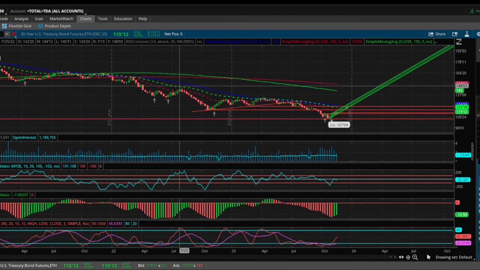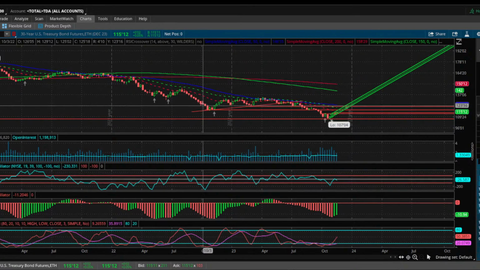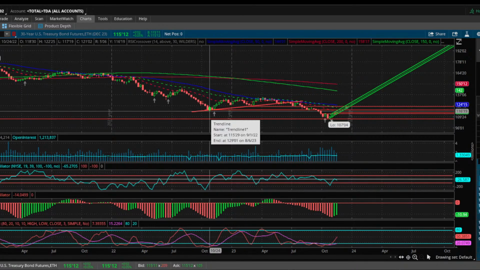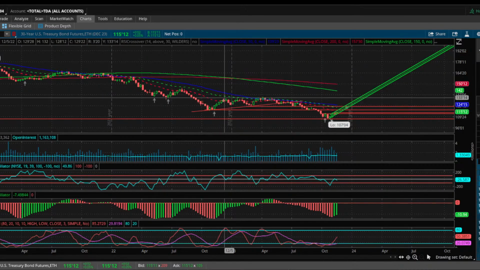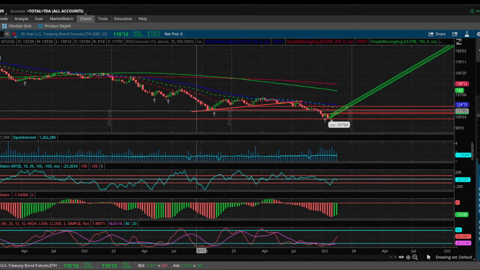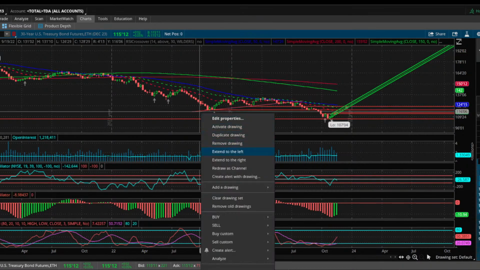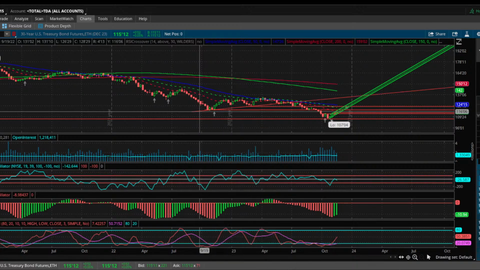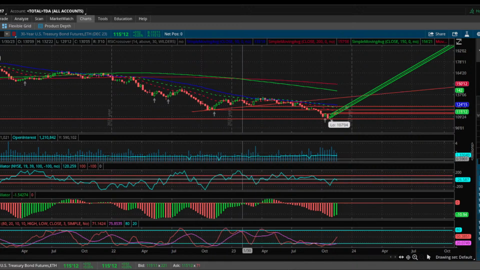Look, we had a pullback here, and then we ended up making this push, right? And we've been consolidating here. We had a nice uptrend line here, which failed. And this line I'm not going to erase because I have a feeling that that line is going to act as a resistance in the future. And I think that's where we're going. I think that's exactly where we're going.